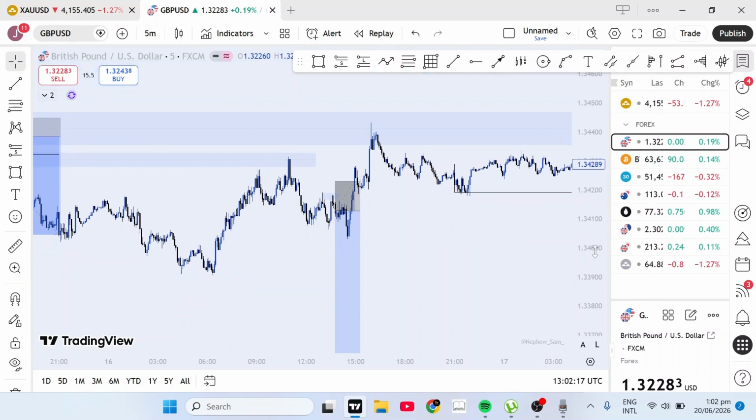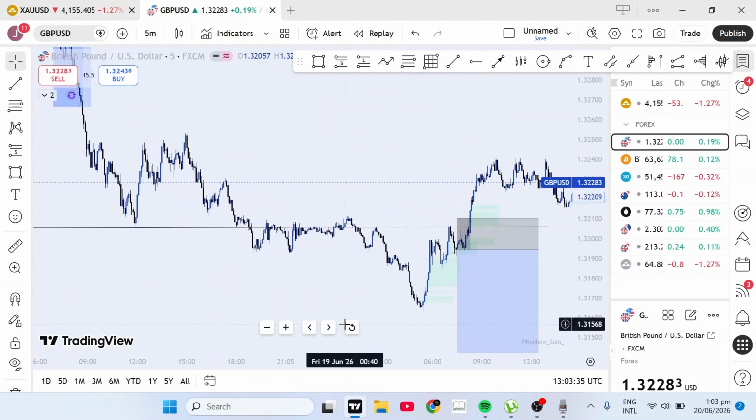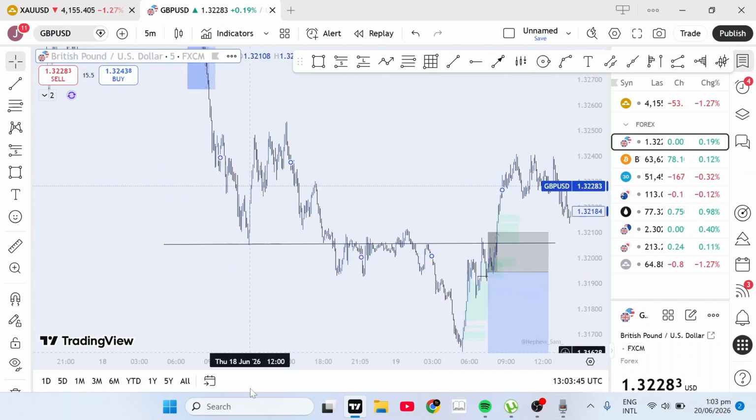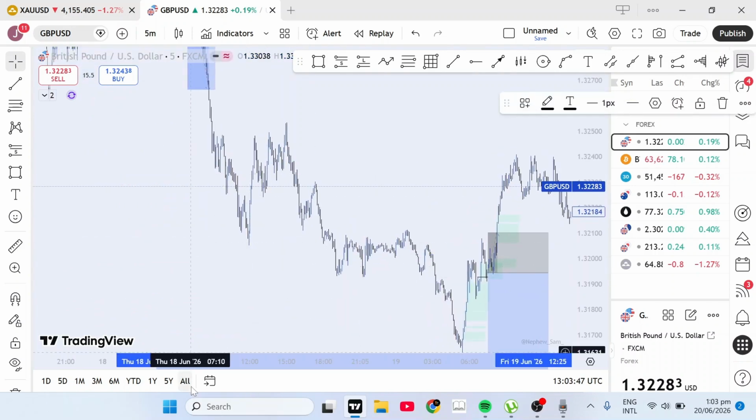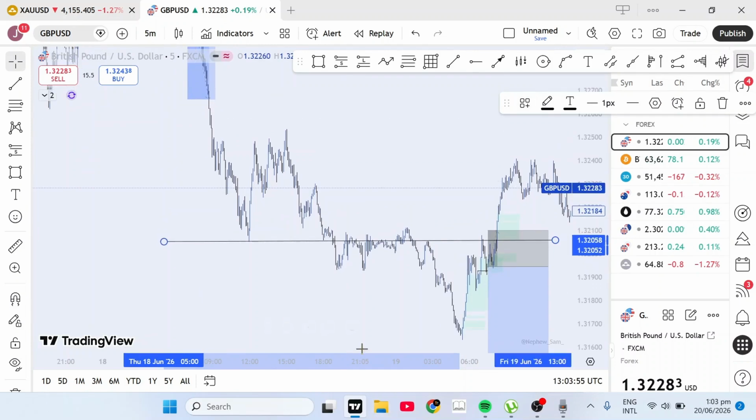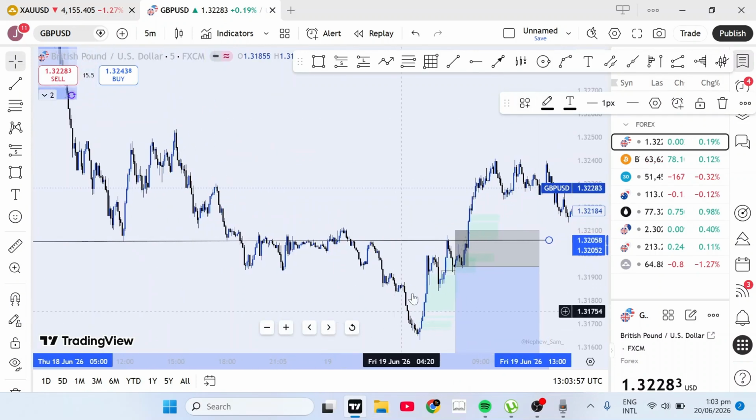And the second trade I took on GBP USD this week was on Friday morning. So what did I see on Friday? After the massive sell off from Thursday, as you can see, Thursday price sold massively. Right from above here, price sold massively to the downside. So after this massive sell off, this is what I saw.